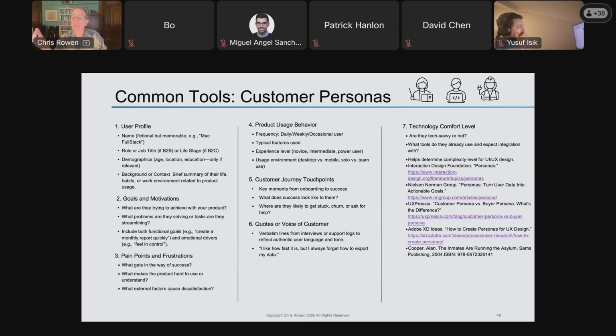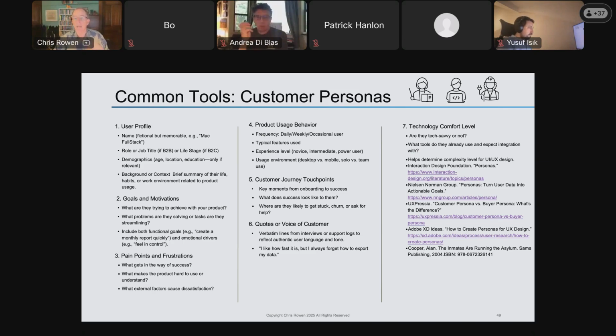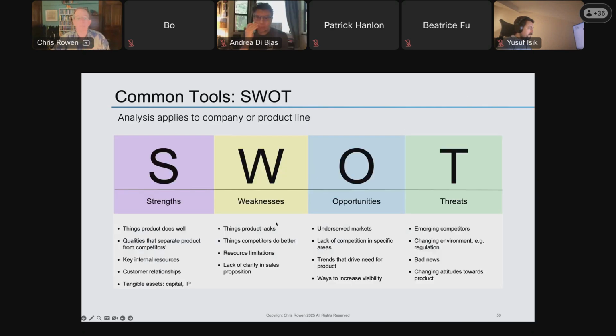I think technology comfort level is also pretty important. Are they tech savvy? What tools do they already use? What are their expectations? And all of this, I think, has a big background, and there's a list of references there that help you understand how to use the persona idea. We're almost done here in talking about tools, but there's a couple more that I think are worth understanding.